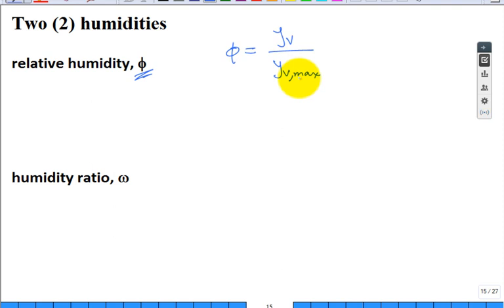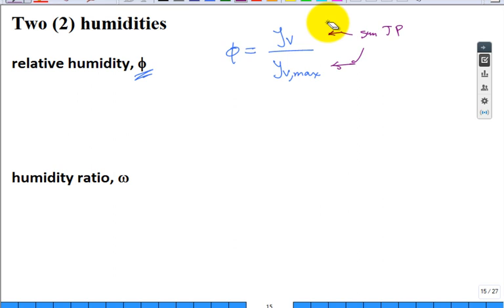Now, I know that's a concept. Let me repeat that. This would be the max. Don't change temperature and pressure. They have the same temperature and pressure here for both the numerator and denominator. But one is the current actual condition. What is the mole fraction of the water vapor in the moist air mixture? The last one is what would be the maximum if it was saturated air at the same temperature and pressure? What would be that mole fraction? Okay, so then you can see that it's from 0 to 100%.